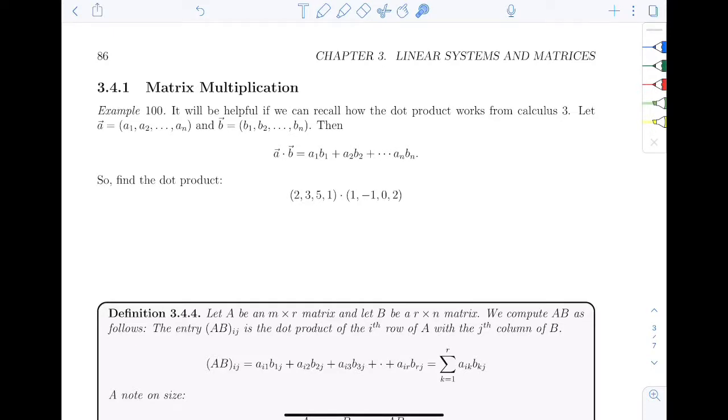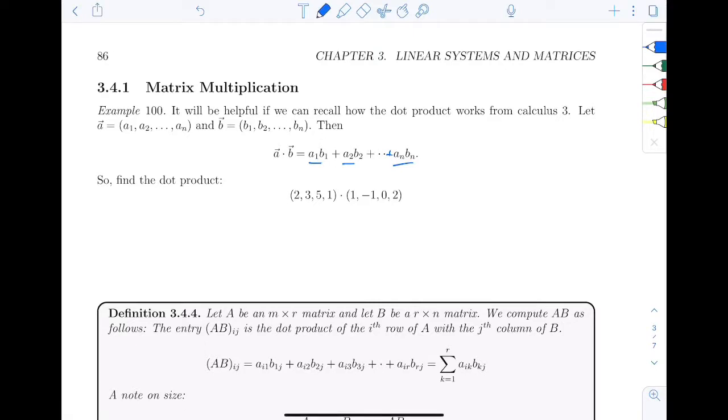And without any further ado here, we actually have to start by reviewing something I just mentioned, which is the dot product. So remember, the dot product works by taking two vectors of the same dimension, right? The same number of coordinates. And what you do is you multiply the corresponding coordinates and then add the results. So A dot B is A1 B1 plus A2 B2 plus all the way out to AN BN.